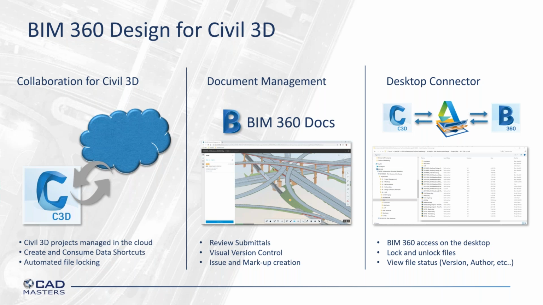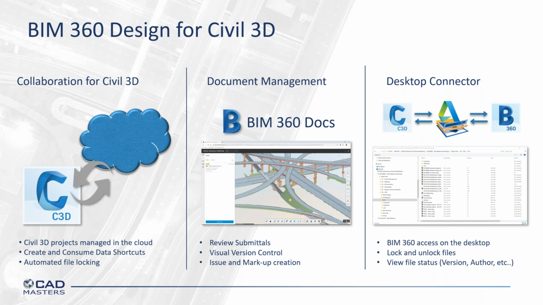And then finally, the third is the desktop connector. Desktop connector is a small plugin that you install, and it allows Windows Explorer to see the BIM 360 folder structure. You can upload files right through there, as well as open files from the cloud-based folder structure, all with automated file locking.